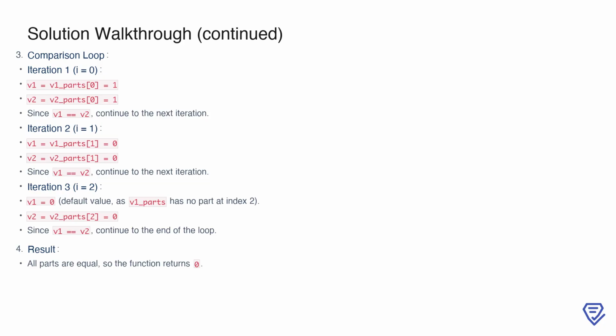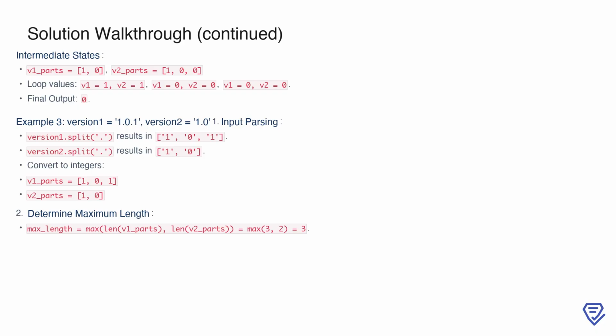are equivalent. To summarize the intermediate states for this example, v1_parts is [1, 0], and v2_parts is [1, 0, 0]. During the loop, the values compared were v1 equals 1 and v2 equals 1 in the first iteration, v1 equals 0 and v2 equals 0 in the second, and finally v1 equals 0 and v2 equals 0 in the third iteration. Since no differences were found, the final output is 0.